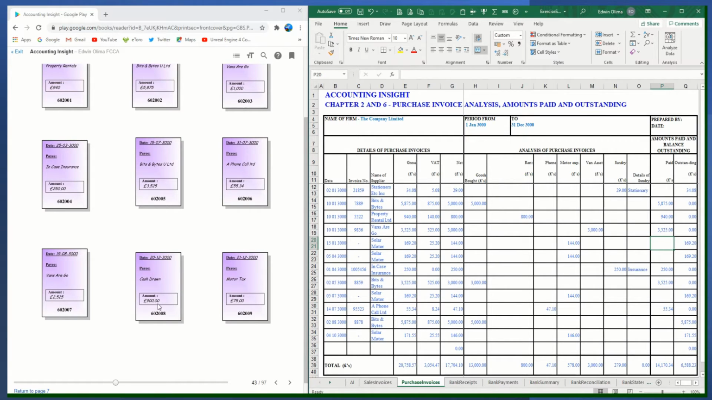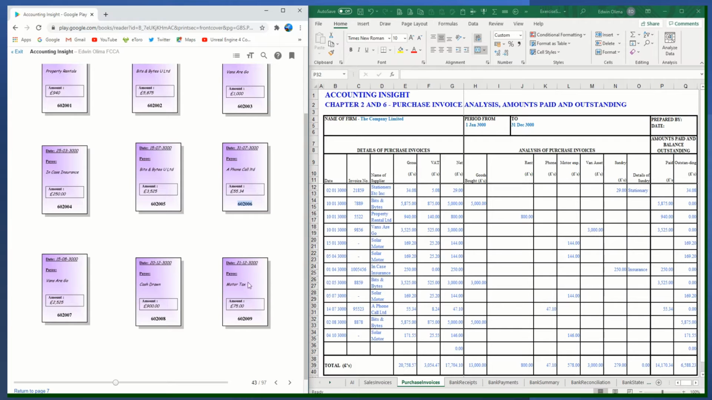The eighth one here is Cash Drawn, so that's not a supplier, so we didn't have an invoice for that. And this one is Motor Tax. I don't think we have a supplier invoice for them listed, so those two don't go on here because they're paid directly before we had the purchase invoice.